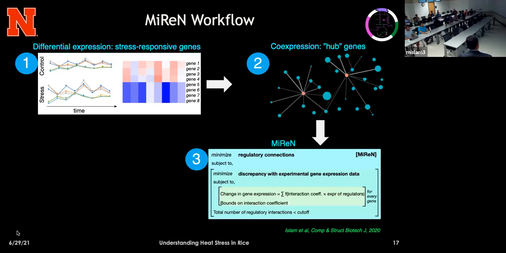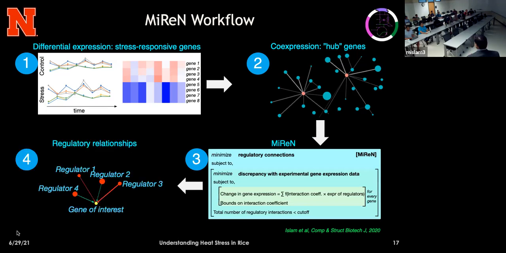Then I developed and implemented a tool called MiReN, which I'll explain in the next slide, that finds the minimal regulatory relationship for a particular gene of interest.